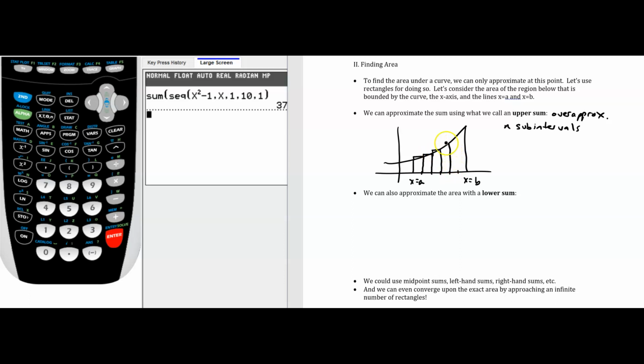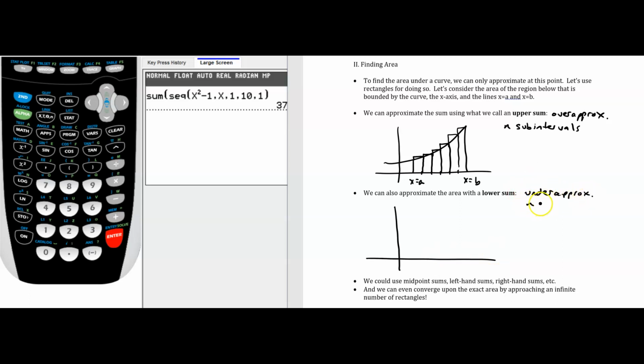Based upon how this function is shaped, it looks like I'm always using that right endpoint, because isn't that right endpoint always the highest y value on a subinterval? And so you could see that you would end up with so many rectangles, and you could add those up to get an area. I could also show you how to find a lower sum, and a lower sum would be an under approximation.